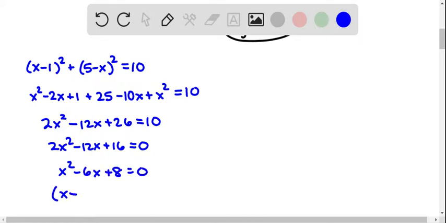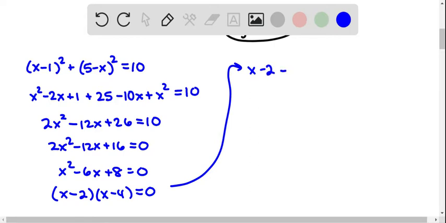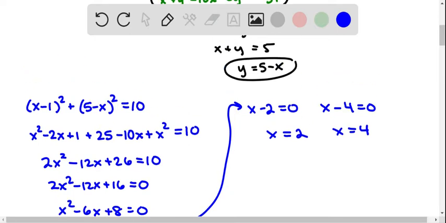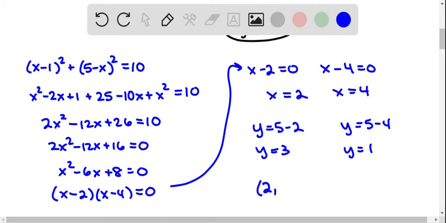Let's factor: (x - 2)(x - 4), and then set each factor equal to 0, and we get x = 2 or x = 4. And then remember that y is equal to 5 - x, so y = 5 - 2, which is 3, or y = 5 - 4, which is 1. So that means our intersection points have coordinates (2, 3) and (4, 1).